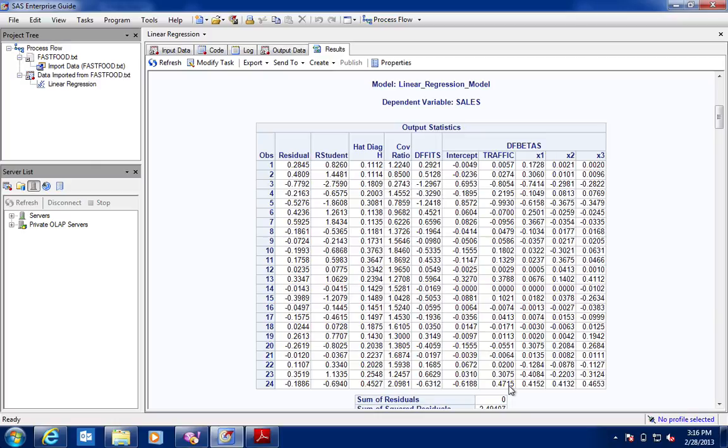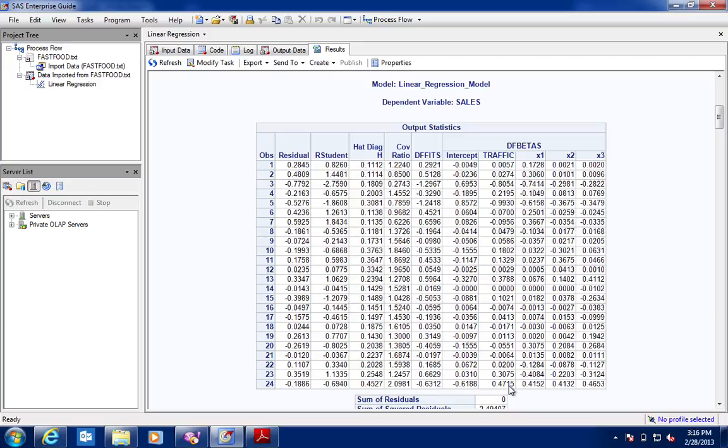It is very important how to write it, right? It is influential observations on the effect of traffic on sale, right? On the effect of traffic on sale.